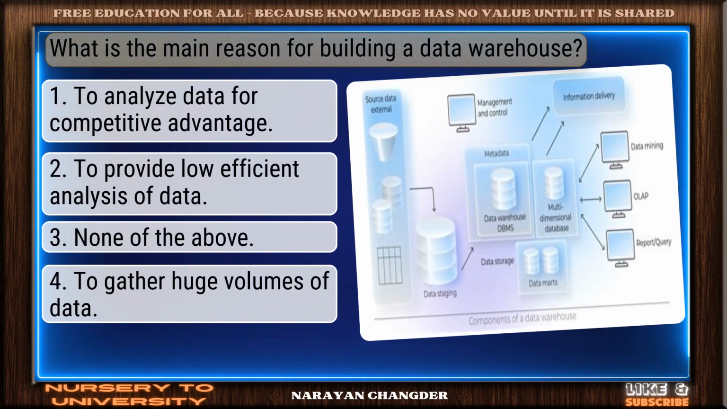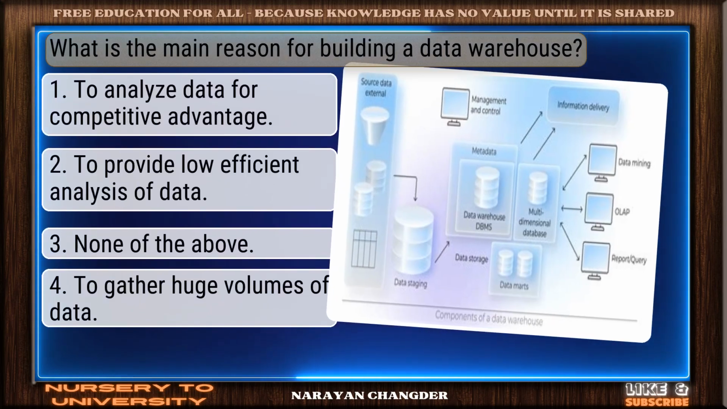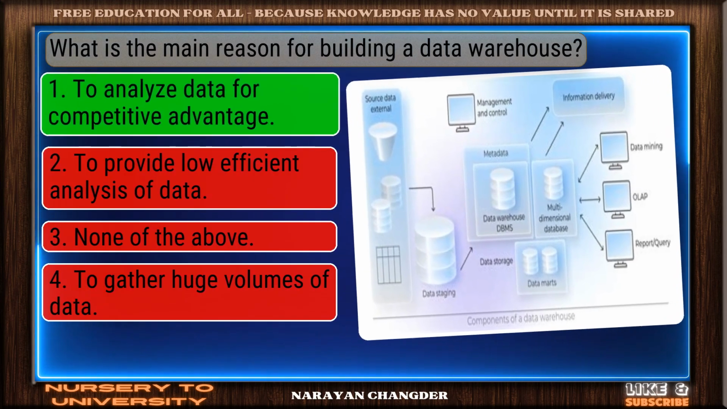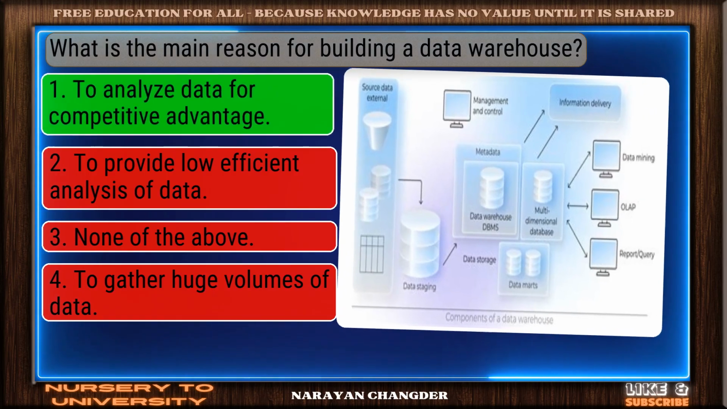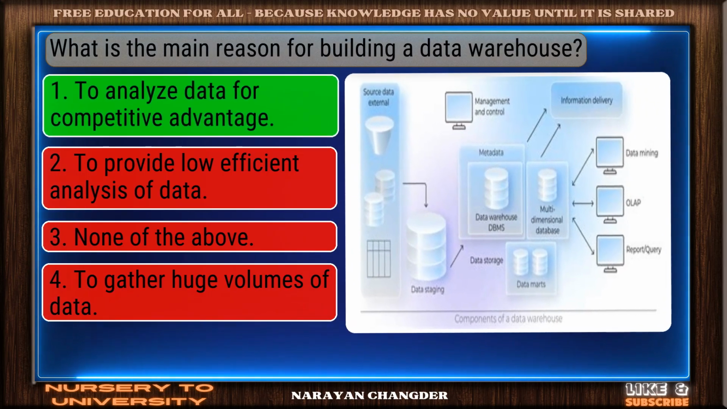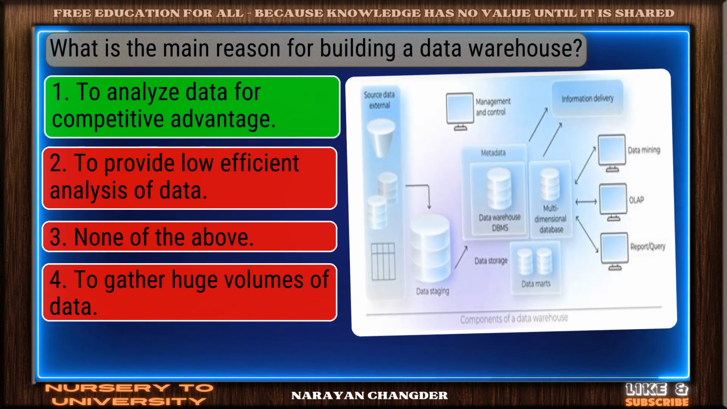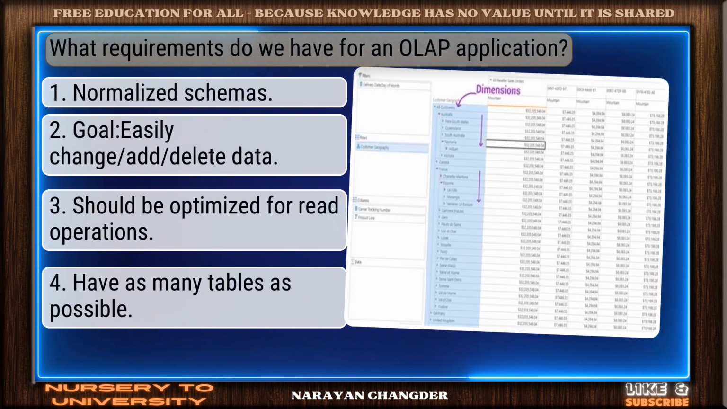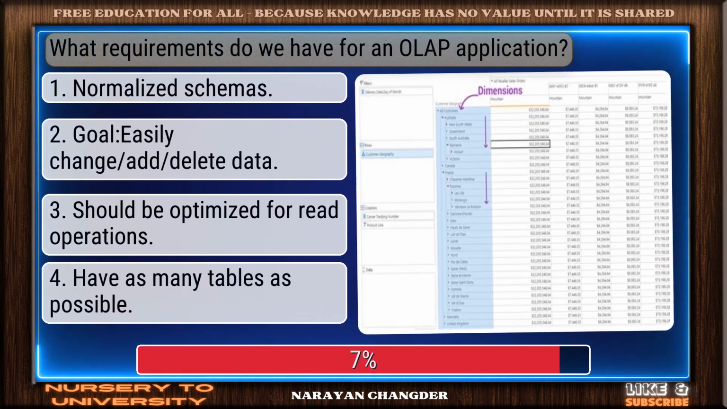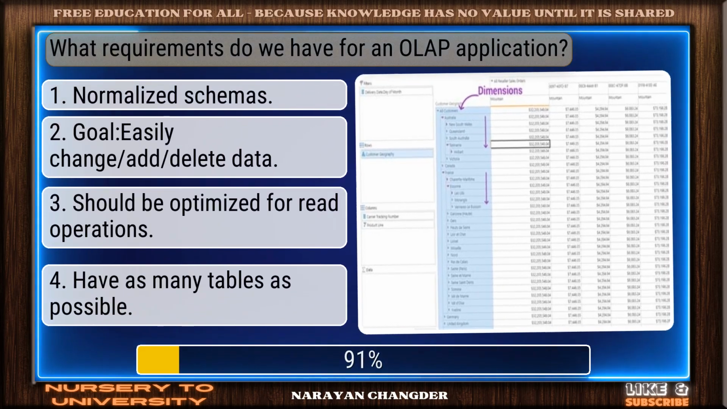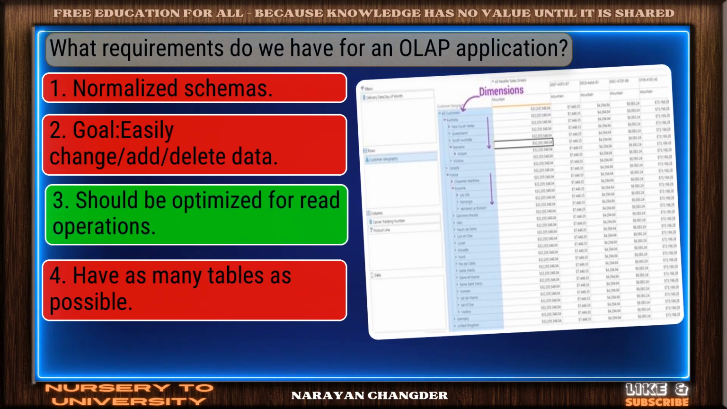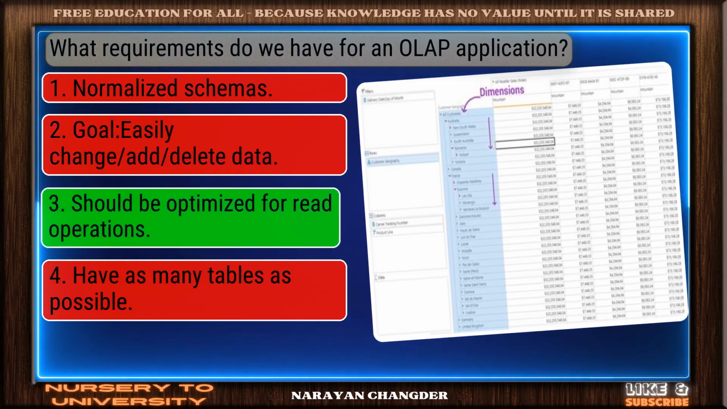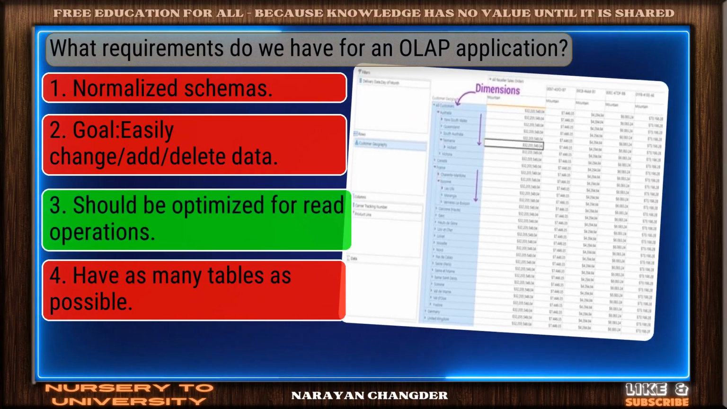Question number 13. What is the main reason for building a data warehouse? Excellent choice. To analyze data for competitive advantage is the right answer. Question number 14. What requirements do we have for an OLAP application? Smart move. Should be optimized for read operations is an accurate answer.